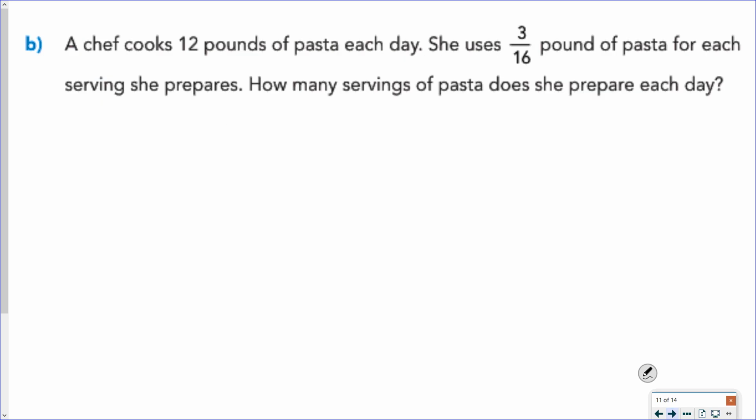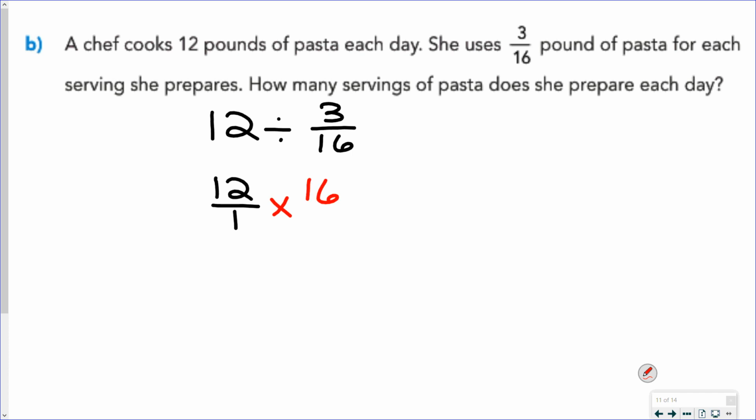Chef cooks 12 pounds of pasta each day. She uses 3/16 of a pound for each serving she prepares. How many servings does she prepare each day? So again, we're taking a large number, breaking it down into smaller pieces, which tells us we need to divide. So we have 12 divided by 3/16. So we keep the first number, but we're going to make that slight adjustment, make it 12 over 1. Division becomes multiplication. And we use our reciprocal of 3/16, which is 16/3.